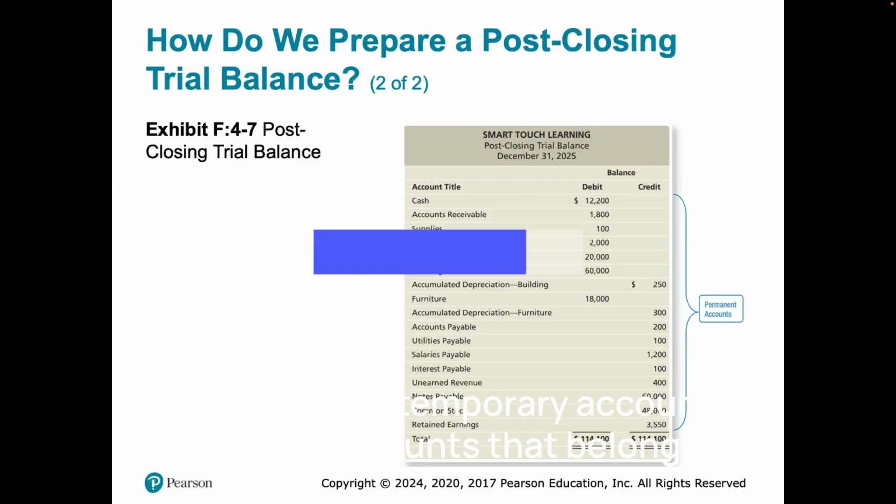If you see any temporary accounts or any accounts that belong on the income statement, then you know that something is wrong. We didn't close out all the accounts. If you see an expense on there, any kind of revenue, or a dividend account, then we know we didn't do something correctly. We didn't close out everything.